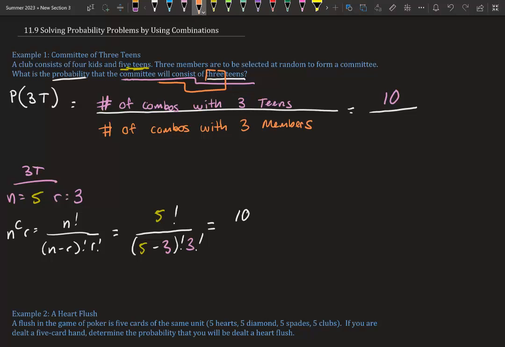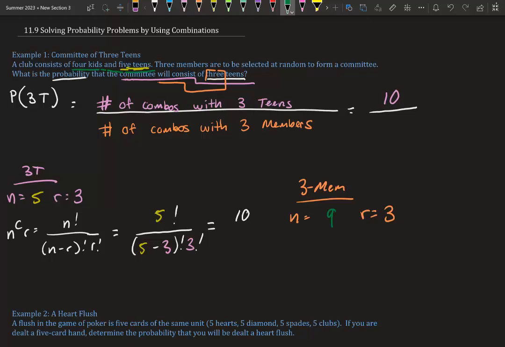Alright, now let's do all of it. What if we put in teens with the kids? What are the possible combinations? So we need just 3-member committees. So our N and our R. When you're doing probability and combinations, your R never changes because we still need a 3-member committee. So our R is still 3. Now we just need the total of everyone we have. There are 4 kids and 5 teens. That means there are 9 total people that we can pick from.